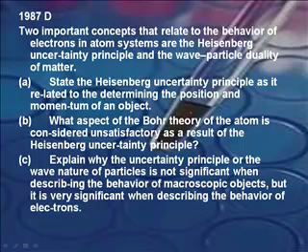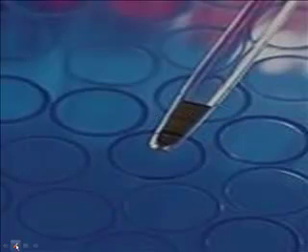Two important concepts that relate to the behavior of electrons in an atom are the Heisenberg uncertainty principle and the wave-particle duality. State the Heisenberg uncertainty principle as it relates to determining the position and momentum of an object. What do you think, Mr. Sams? Well, the more you know about the position, the less you know about its momentum.